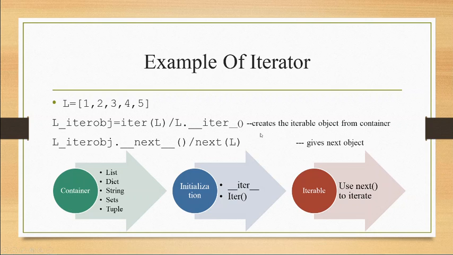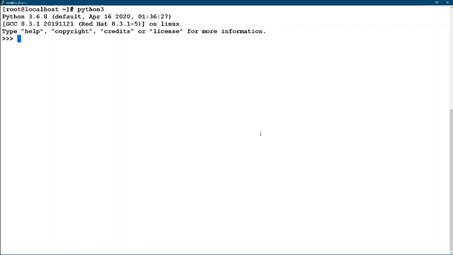Let us see with the help of an example. Here I have a list which has items 1, 2, 3, 4, 5. Now we have to create its iterable object. Suppose I take the L object and use the iter method on it. This is my initialization. My iterable object has been created, L underscore object.